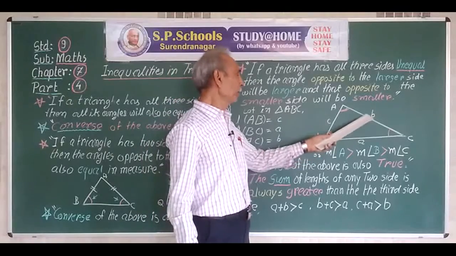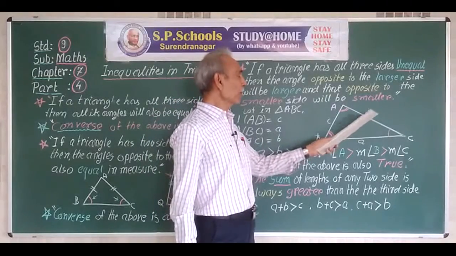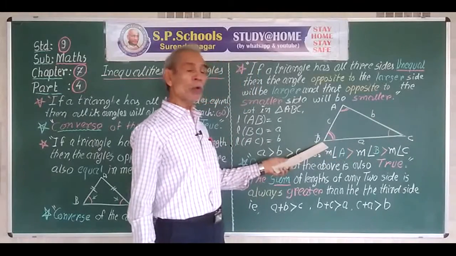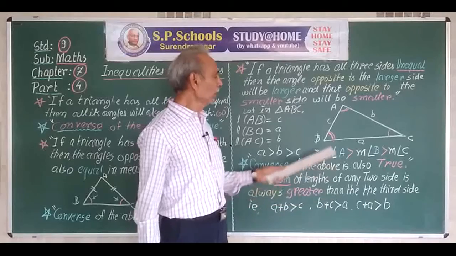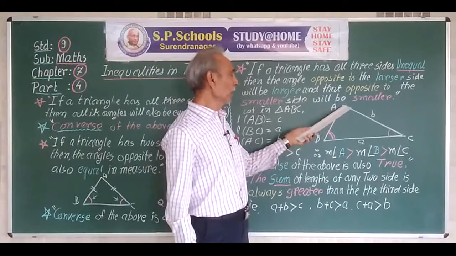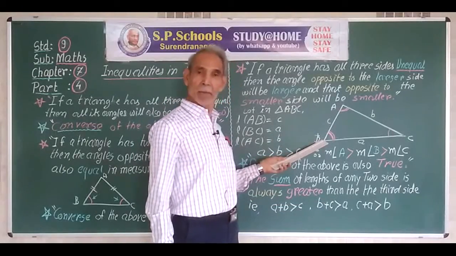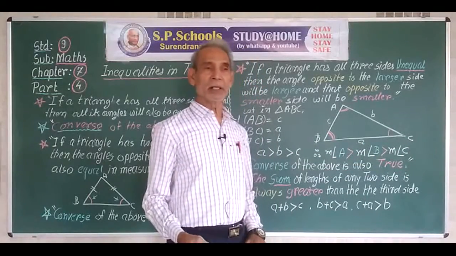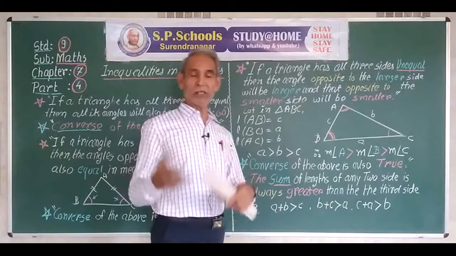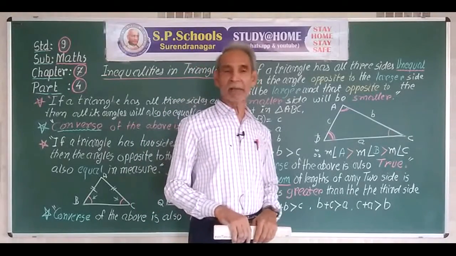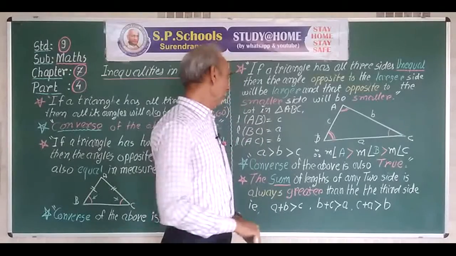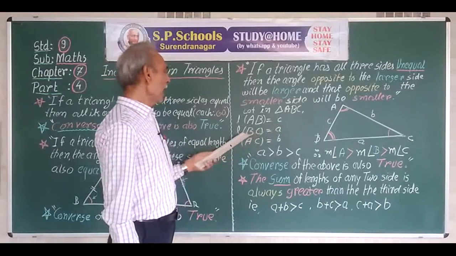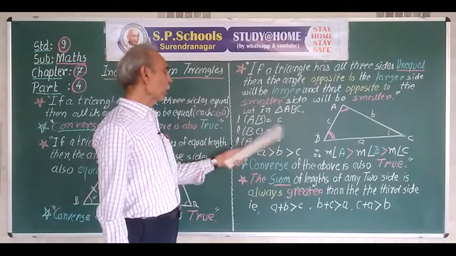Similarly, small b denotes the length of side AC, which is opposite to vertex B, and small c denotes the length of side AB opposite to vertex C. It is the customary method of expressing various vertices and various lengths of the sides in geometry. Here we have length AB equal to c, length BC equal to a, length AC equal to b.